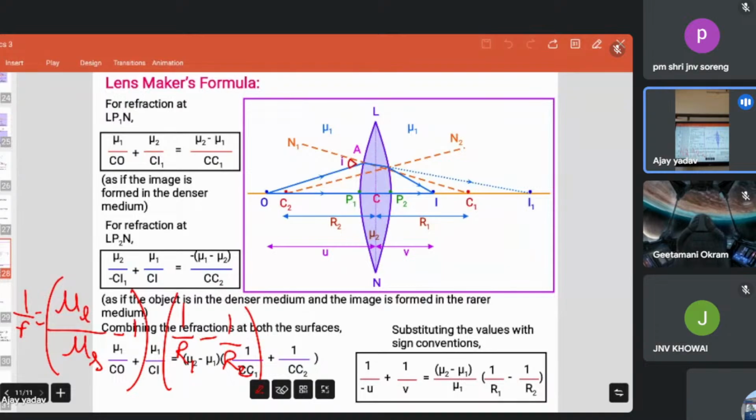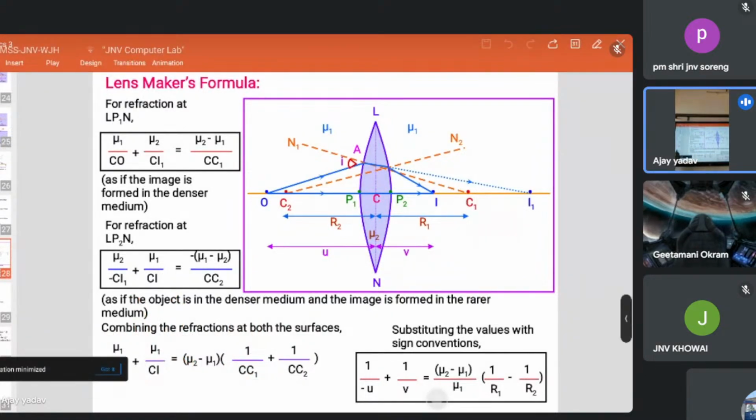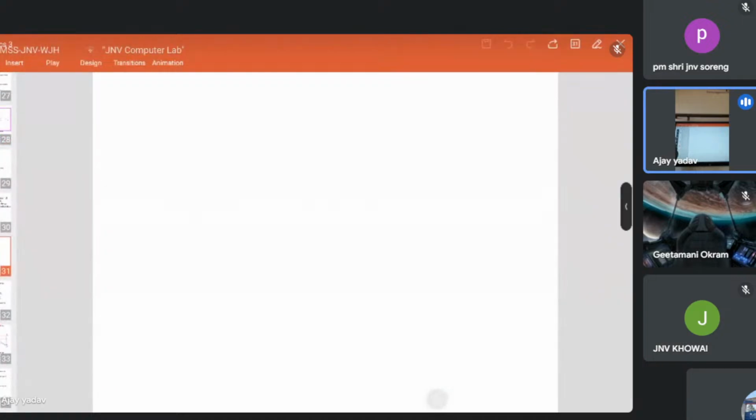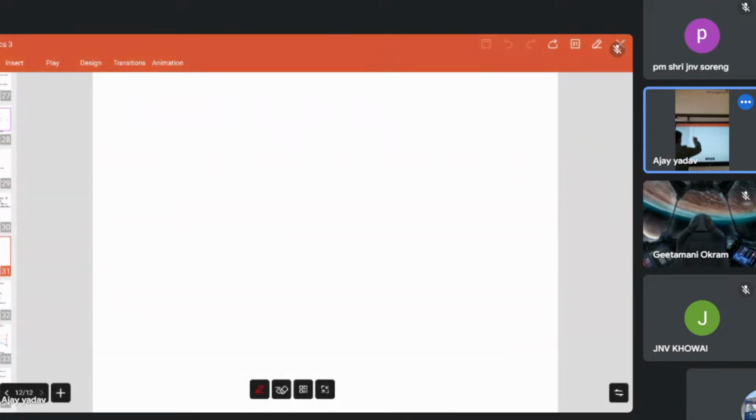So this is the lens maker's formula, the formula which we will use to make a lens. It is the same for both lenses, either convex or concave. Let me derive this lens maker formula here. This is an important topic again. Either a derivation or a numerical will come from this topic in the CBSE exam.